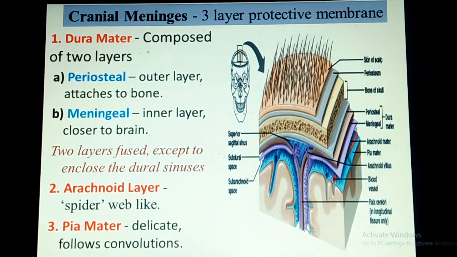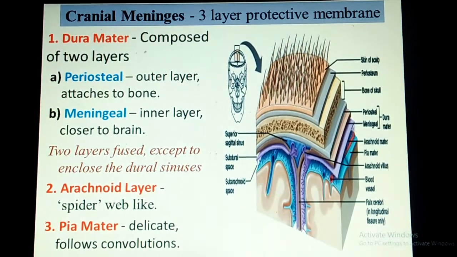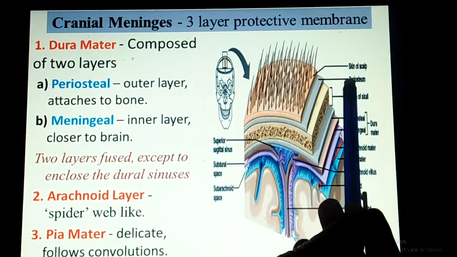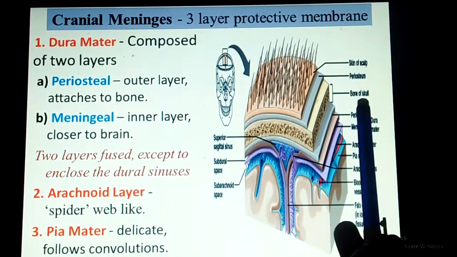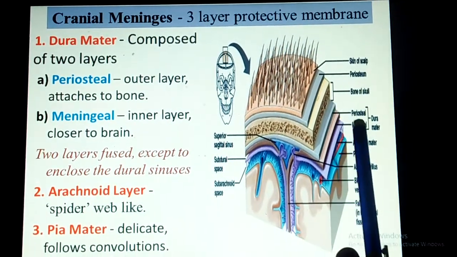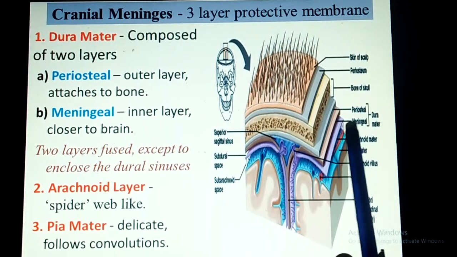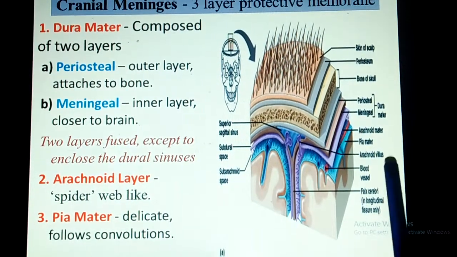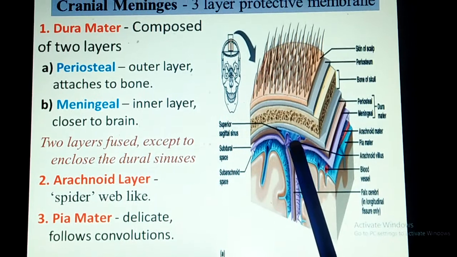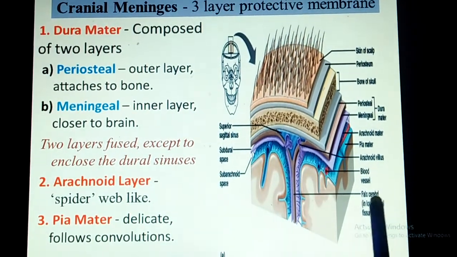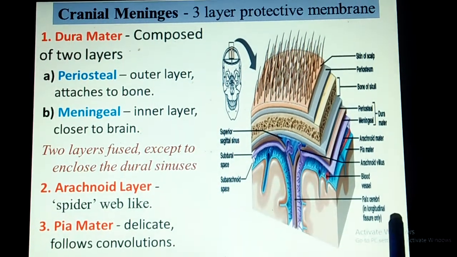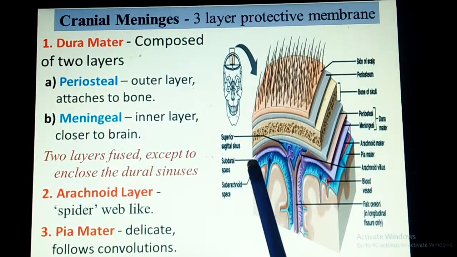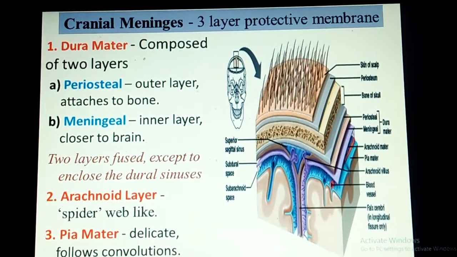The arachnoid layer is spider web like. The pia mater is delicate and follows the convergence. See this picture. In this, first we see the skin, then the periosteal layer of dura mater, then the bone of the scalp, then the periosteal and meningeal layer of dura mater, then the arachnoid layer, then the pia mater. This is the arachnoid villus, blood vessels, falx cerebri, and this one is the superior sagittal sinus, this one is the subdural space and subarachnoid space.